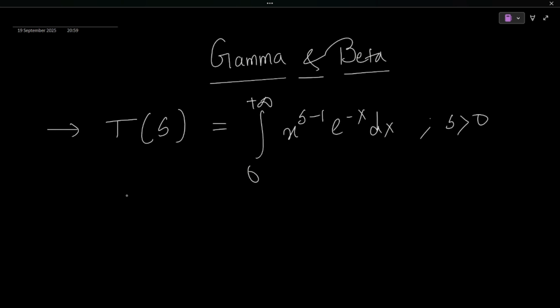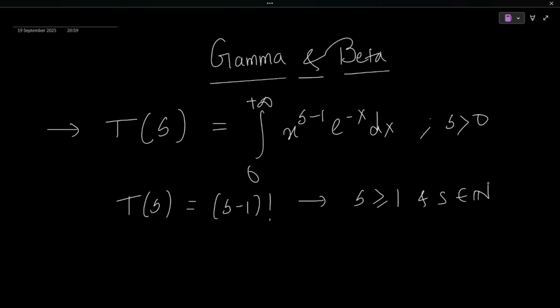Also, a very interesting thing about this is that gamma of s is equal to (s minus 1) factorial. And this happens when s is greater than or equal to 1 and s is a natural number. So that is when we define this. But for fancy reasons, we also sometimes use values of s which are less than 1 but greater than 0, and we can define fractional factorials using that. So that's just fancy, but it does not really have much meaning, of course.